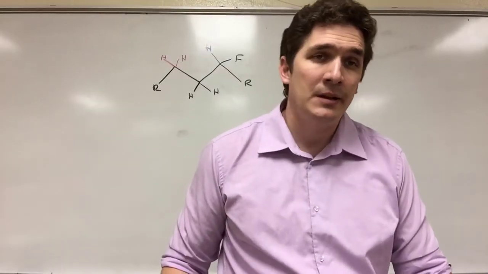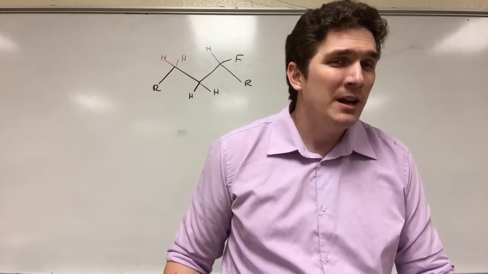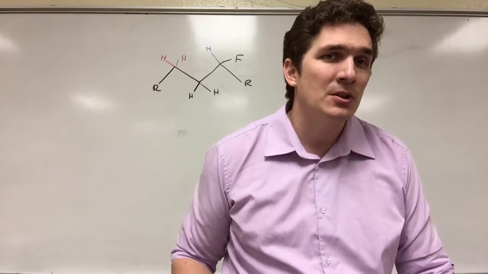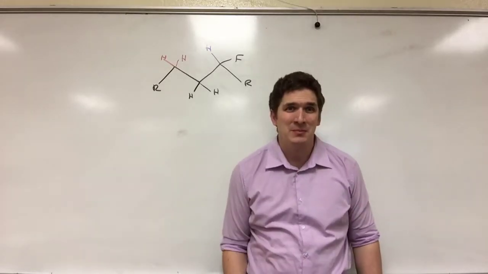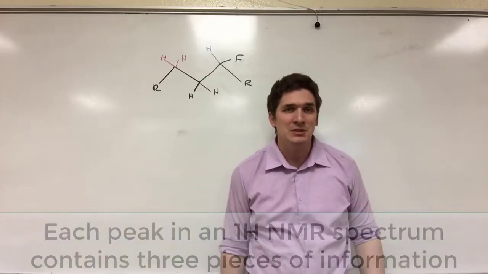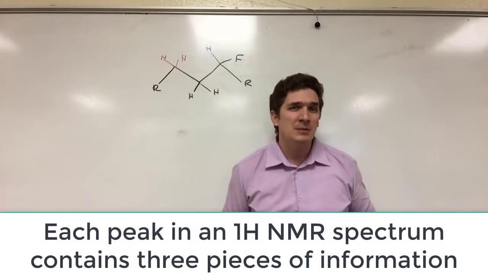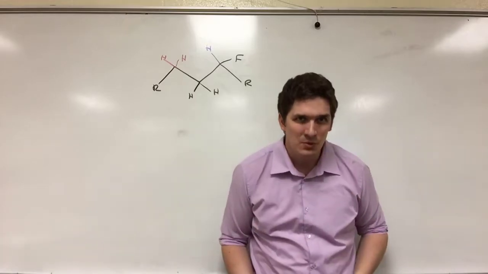Another, and hopefully an interesting and useful, list of crash courses for Orgo 1. 1H NMR, hydrogen proton NMR. A lot of students struggle with this because there are actually 3 pieces of information contained in any NMR signal, so any peak we receive. It gets hard because they get this information mixed up and forget what information corresponds to what.